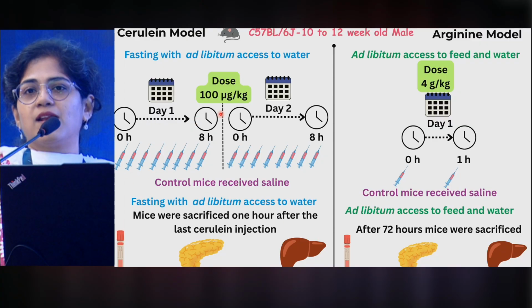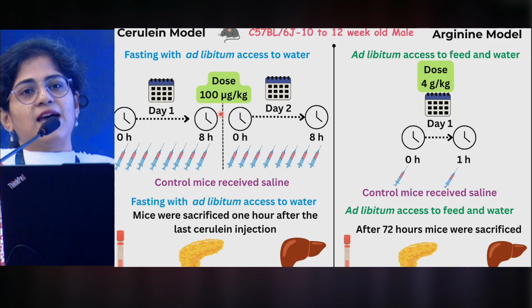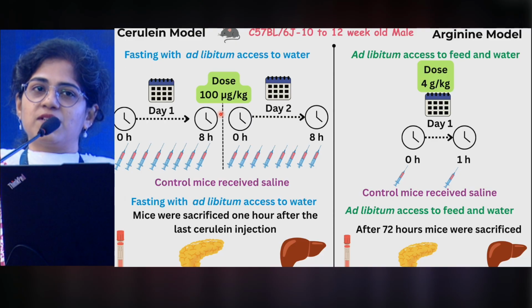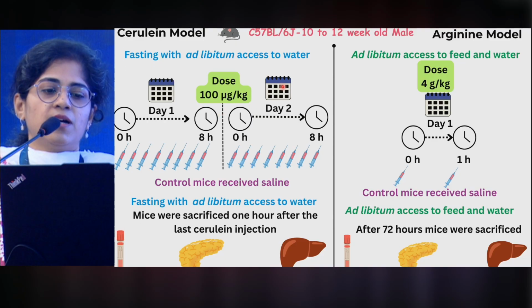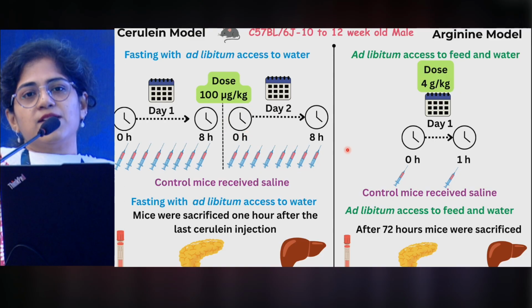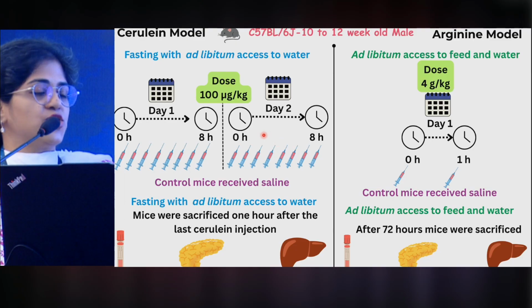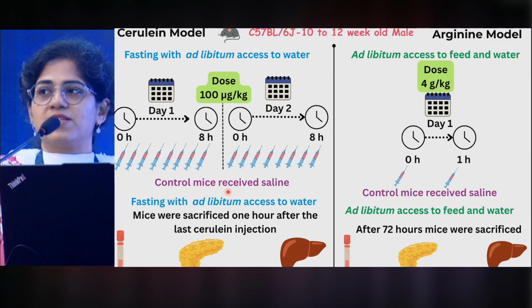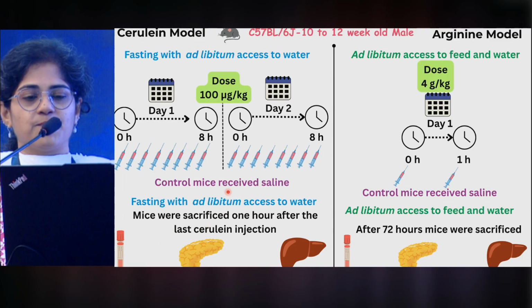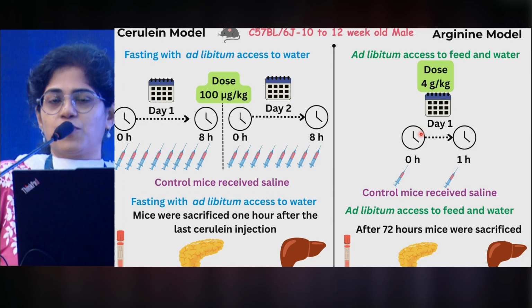The mice were kept for observation with access to water, however, they were kept under fasting conditions. On day 2 of the experiment, we again gave them 8 consecutive hours of injection, and 1 hour after the last cerulean injection, the mice were sacrificed and tissues and blood samples were collected. Looking at the arginine model, it's relatively simpler to perform from our experience.